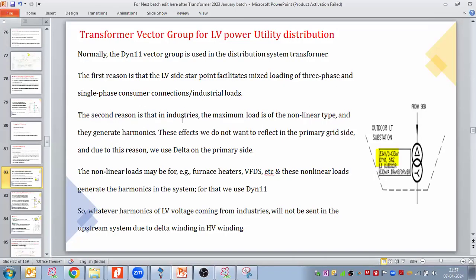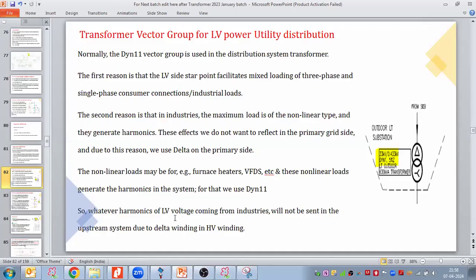The second reason is that in industry, most of the load is of the non-linear type and generates harmonics. We do not want this effect to be reflected on the primary grid side, and for this reason we use delta on the primary side. Non-linear loads are, for example, furnaces, heaters, VFDs. These loads generate harmonics in the system. For that we use the Dyn11 vector configuration in the transformer.